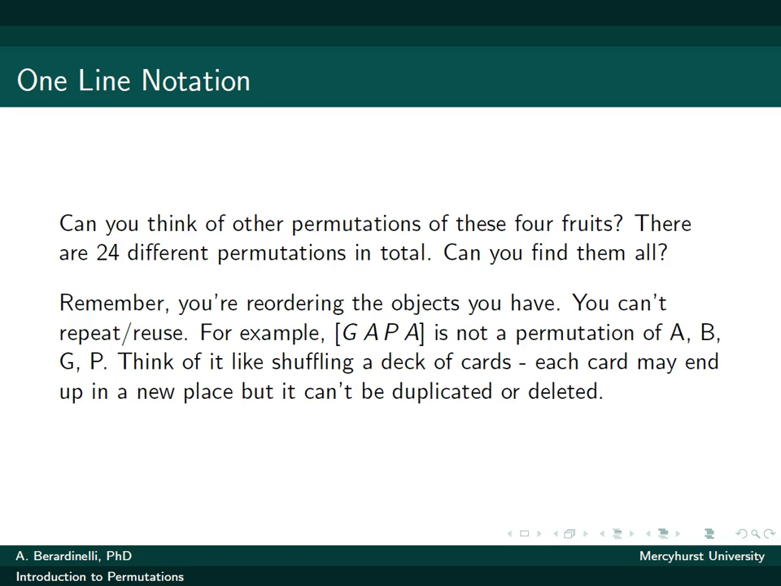So one question I have for you is, could you think of all the permutations of these four fruits? Apple, banana, pear, and grape. There are 24 in total, and there were only 4 on the previous slide. So could you find them all? One thing to keep in mind when you're trying to list permutations is that you can't have repeats and you can't leave things out. So GAPA would not be a permutation of ABGP. And one way to think about it is like shuffling a deck of cards. You can reorder the cards, but you're not going to throw any away, and there isn't going to be the same card twice.